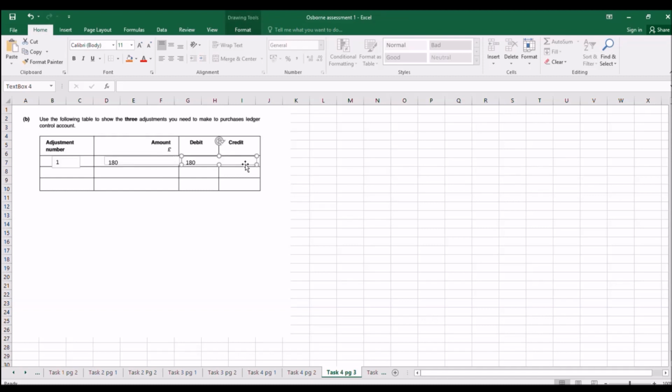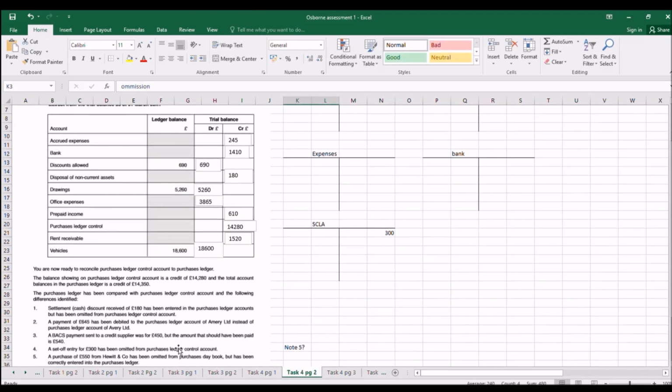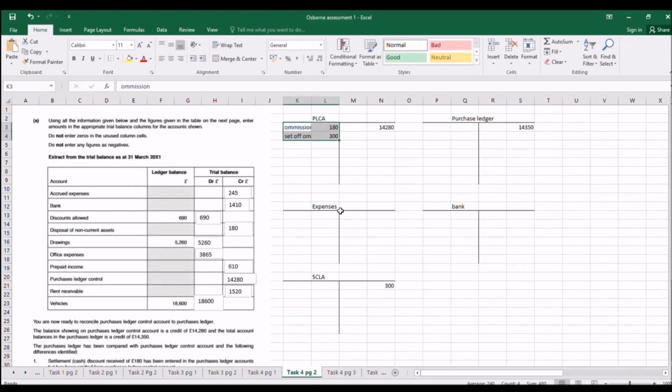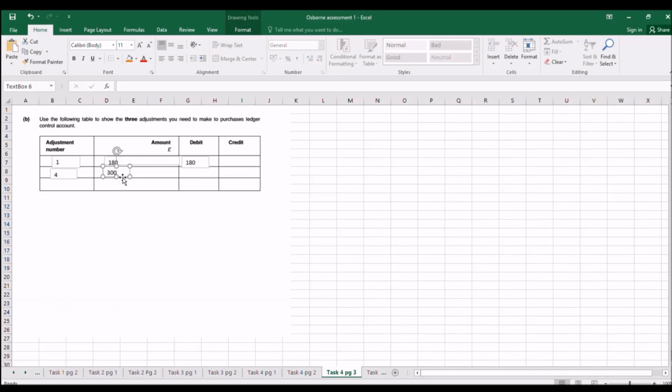I'm just going to put the number in there, in the debit line there. Okay, and number 2. Sorry, it wasn't number 2. Let's go see what the number was. The second one was this 300, so it was number 4. Here, and the amount for that one was 300, wasn't it? 300, yep, there, and that was also a debit.